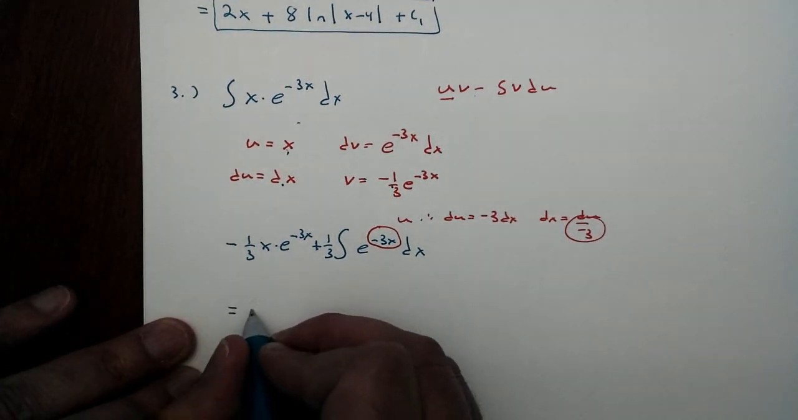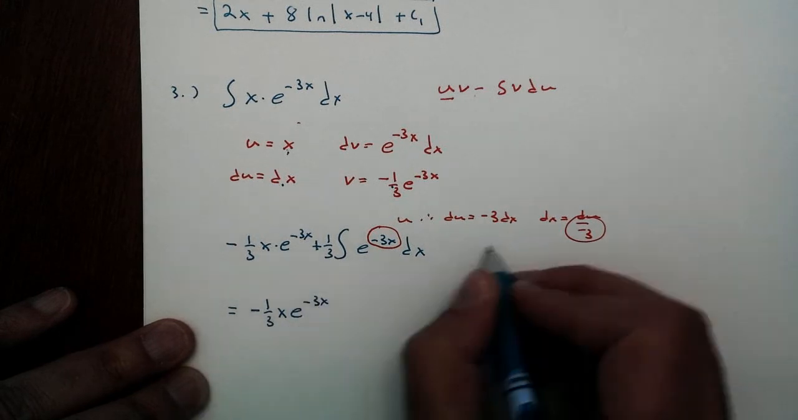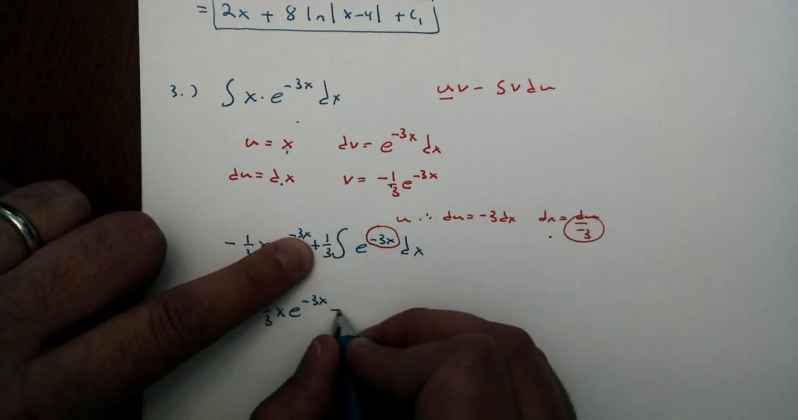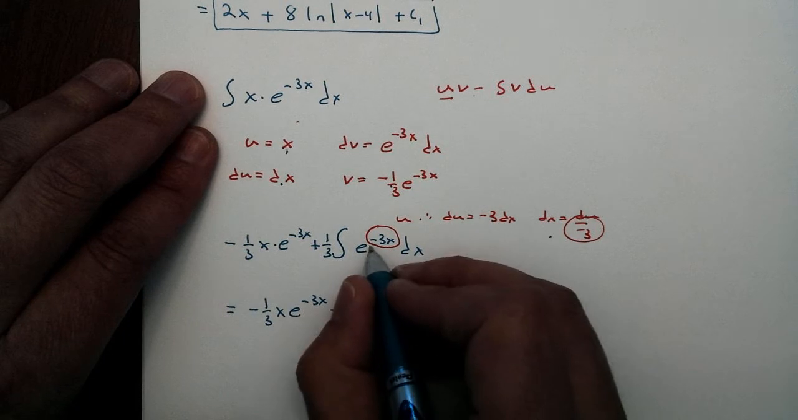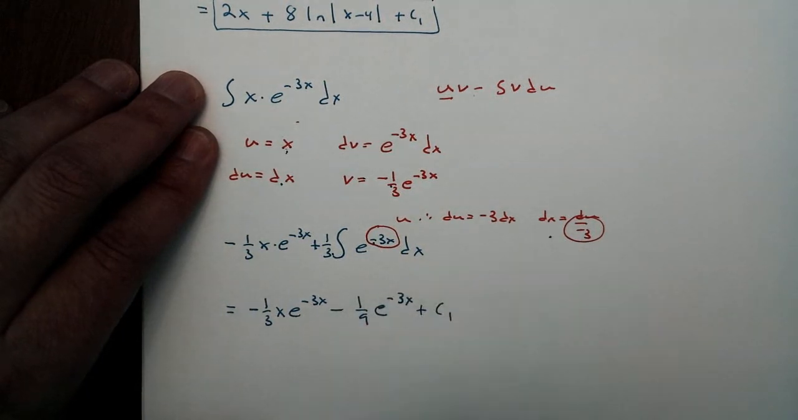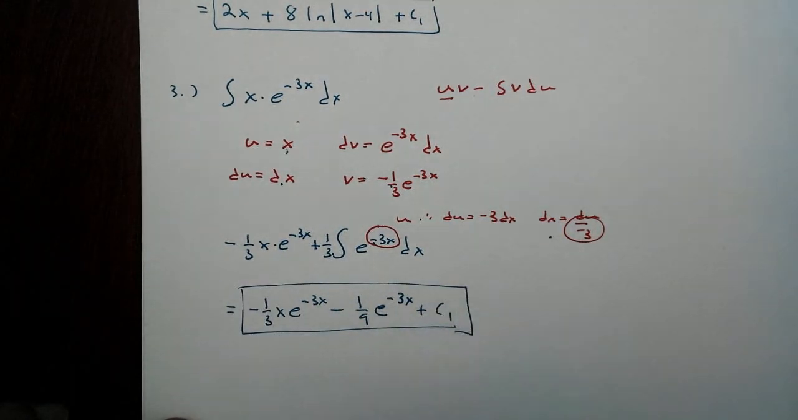So we're going to bring this down, negative 1/3 x e to the negative 3x. I'm going to multiply this 1/3 by this negative 1/3, so it becomes minus 1/9 e, and remember this is u, just u, which is negative 3x, plus c1. And there's our antiderivative right there for our integration by parts.